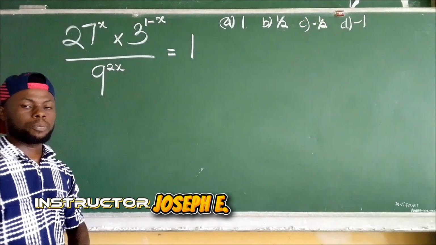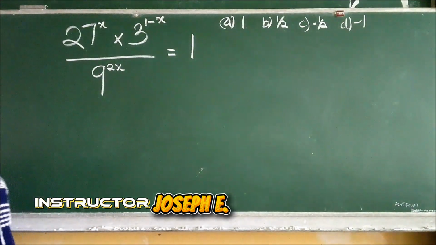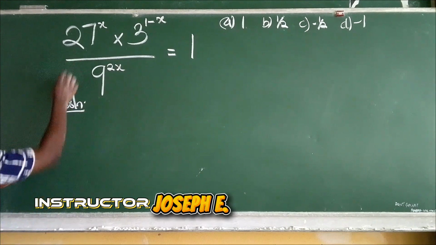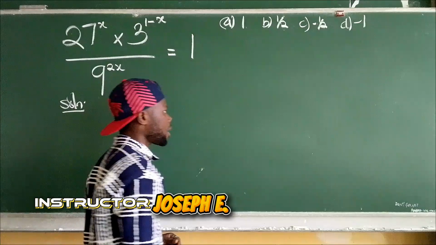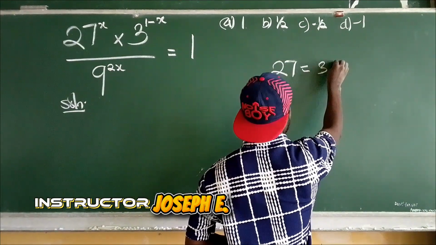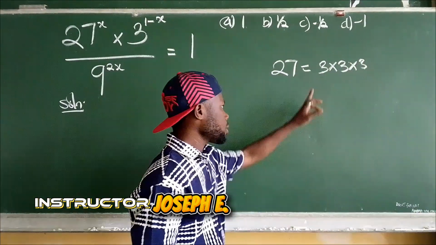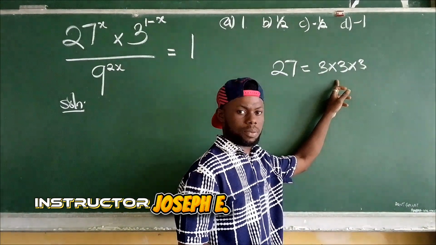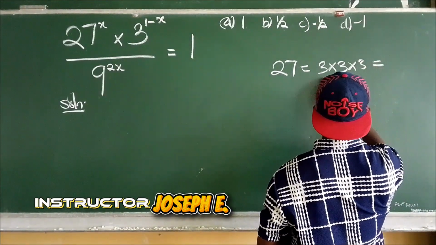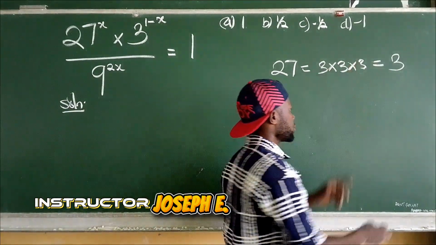all of them on the board will appear as base 3. So that becomes the solution. 27 is the same as 3 times 3 times 3. 3 times 3 is 9 and 9 times 3 is 27. So, since the number here is 3, it becomes 3 raised to the power of 1, 2, 3 places.